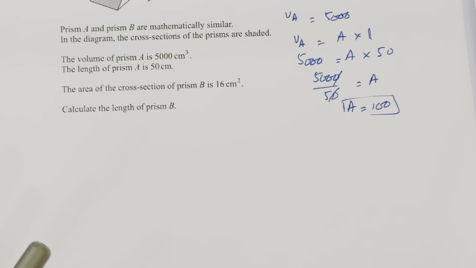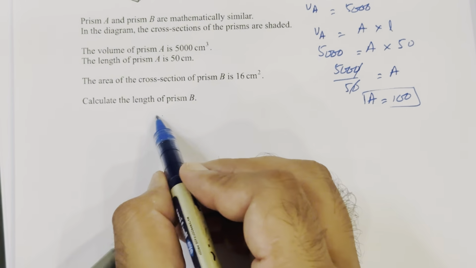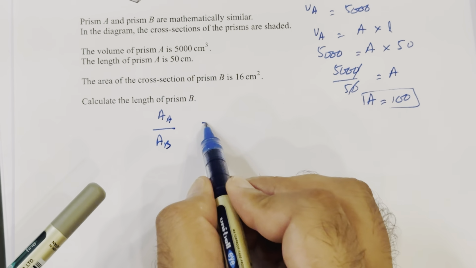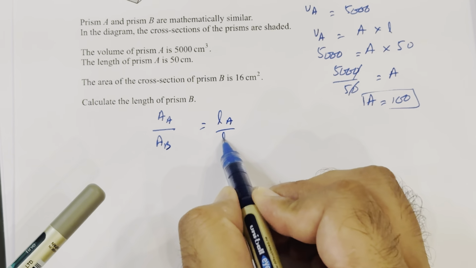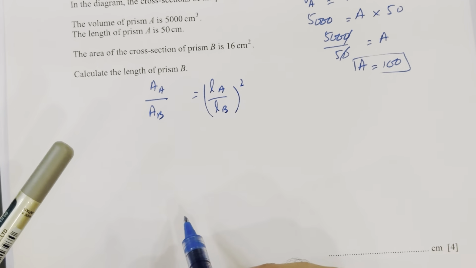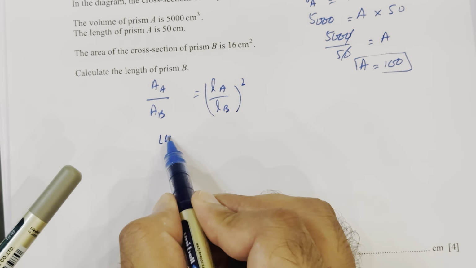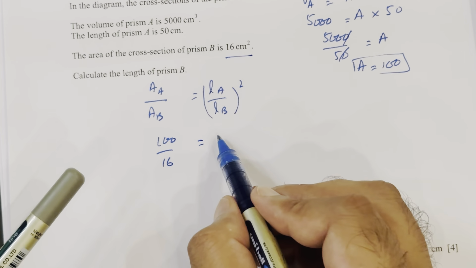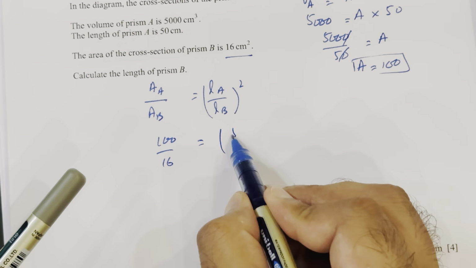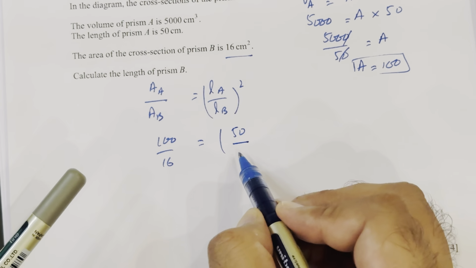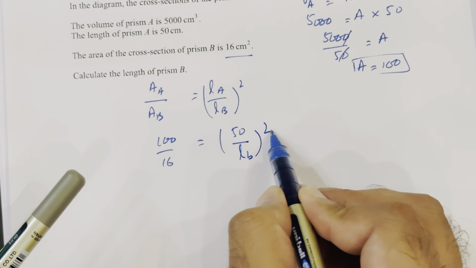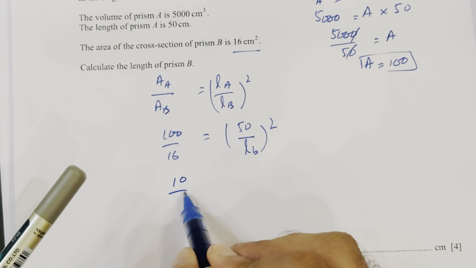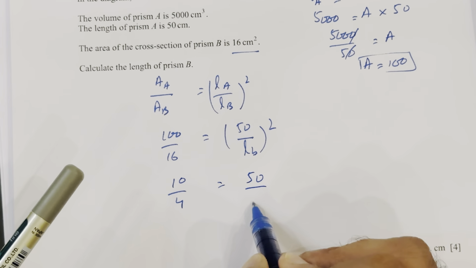Now you need to simply apply the formula. Area of A shape over area of B shape is equal to LA over LB whole square. Area of A shape, we just calculated, is 100. Area of B shape is given, that is 16, so 100 over 16 is equal to length, we know 50, and we need to calculate this length, LB, all squared. Okay. You need to take the square root. It would be 10 by 4 and it would be 50 by LB.